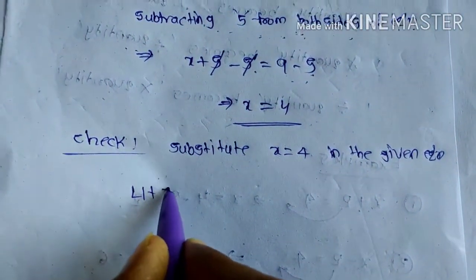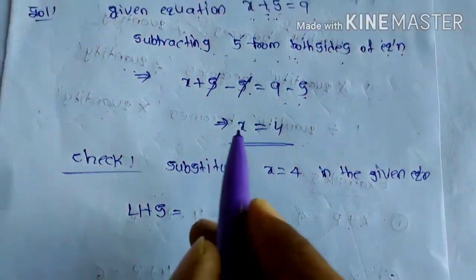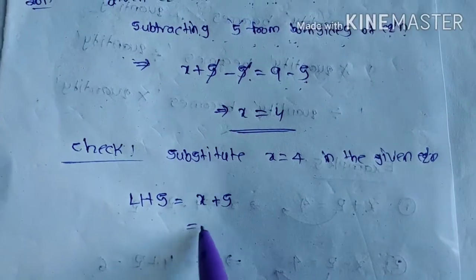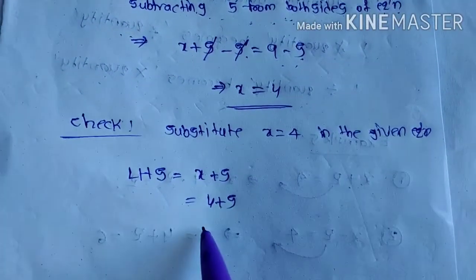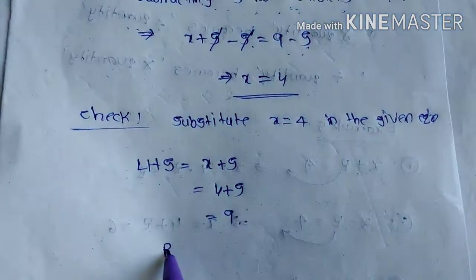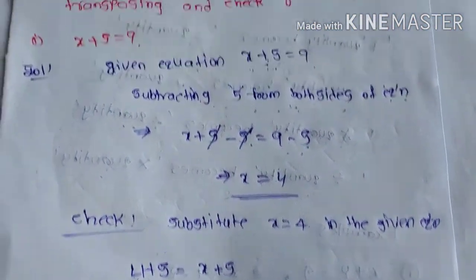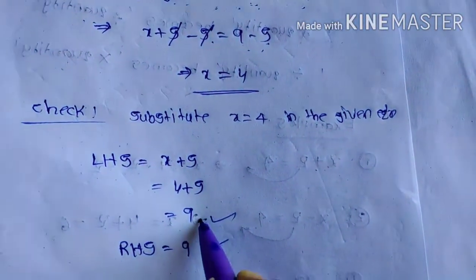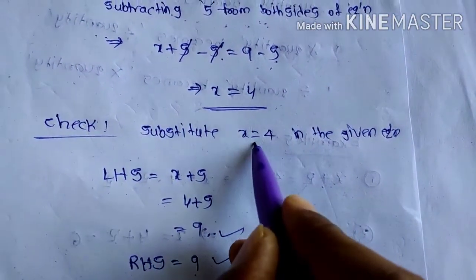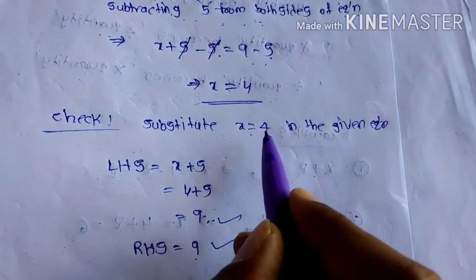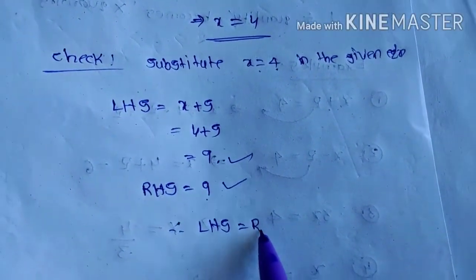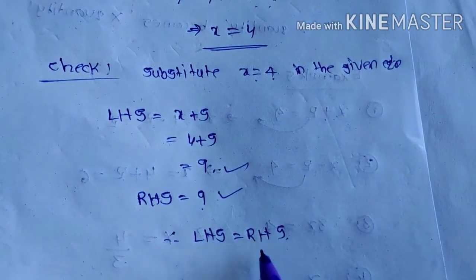See here, the LHS value is how much? x plus 5. That means 4 plus 5 is equal to how much? 9. LHS is 9. Now check RHS. RHS value is how much? 9 only. Yes or no? See, both are equal or not? LHS is 9, RHS is also 9. So x is equal to 4 is the solution of the given equation. Therefore you can write here LHS is equal to RHS. Verified or not? Yes.